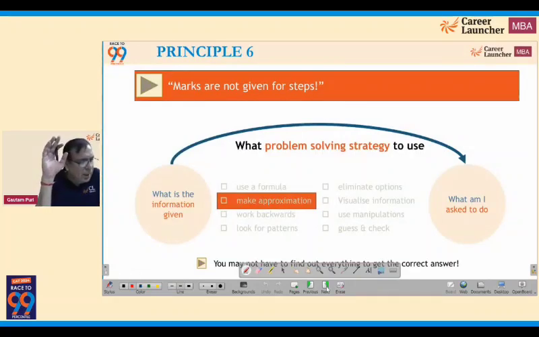Very important. I find people getting stuck with steps. No, you don't have to. Approximate. Jump a step, not an issue at all.